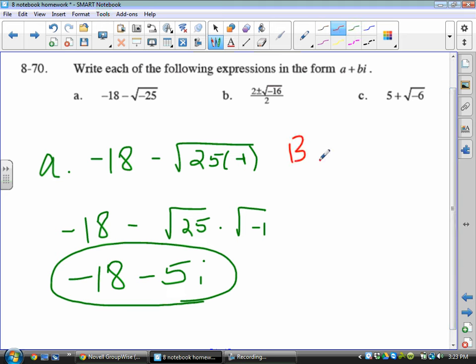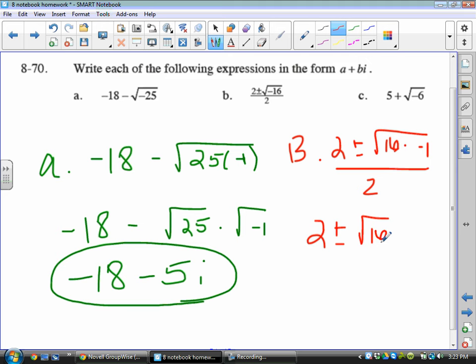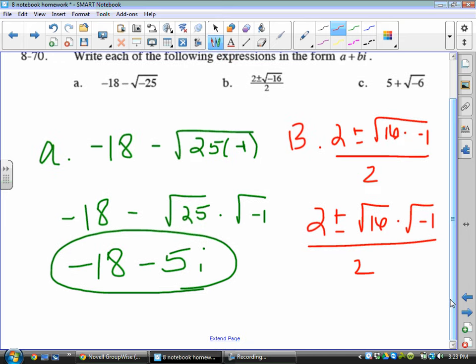I can rewrite this as, let's do the same thing, 2 plus or minus the square root of 16 times negative 1. So I'm separating the negative sign from the 16. So I can rewrite this as 2 plus or minus the square root of 16 times the square root of negative 1. Separate it entirely. Now I know the square root of 16 is 4. So 2 plus or minus 4, and the square root of negative 1 is called i. And that's all divided by 2.